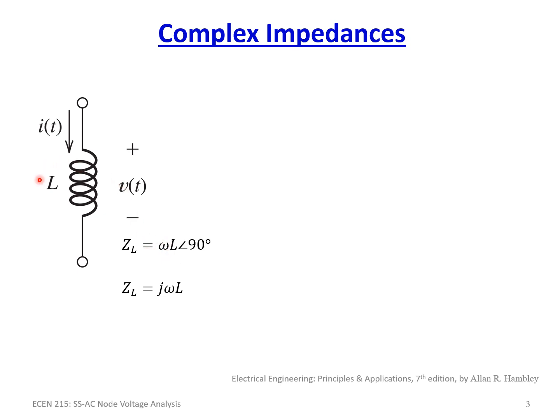In the case of an inductor, you're given the inductance measured in henries. So the impedance is omega L with a phase shift of 90 degrees in the polar form notation, or written in the rectangular form or complex notation, we have just J omega L. Notice there is no actual inline resistance. So an ideal inductor is purely inductance, and it's J omega L.